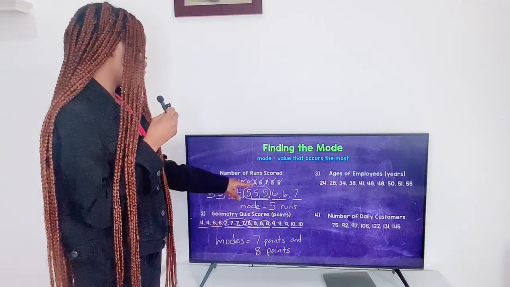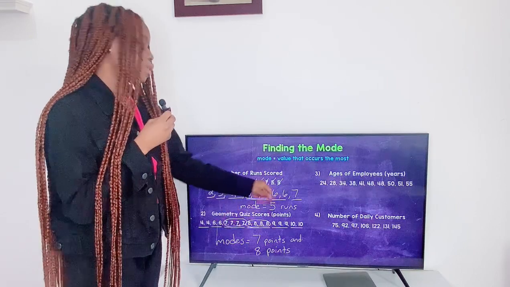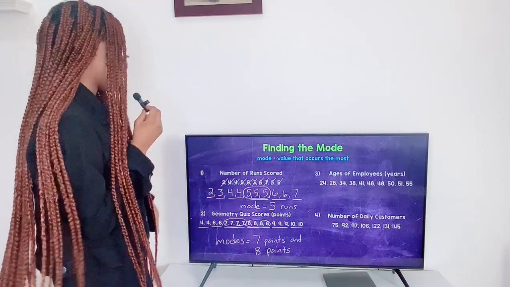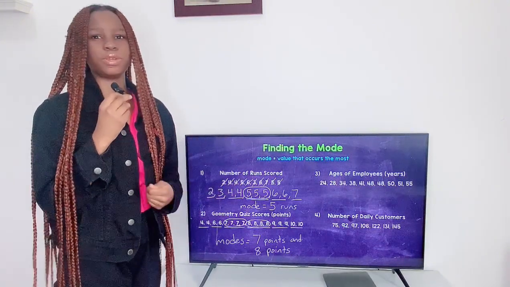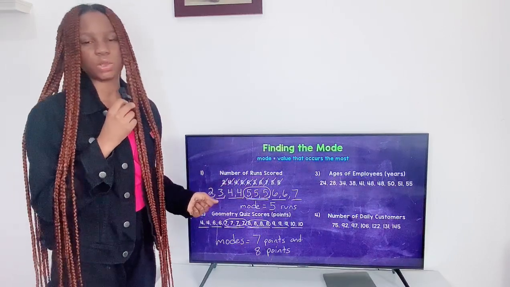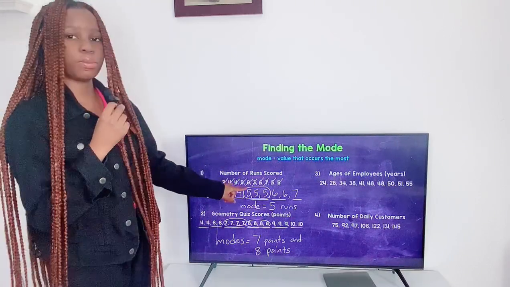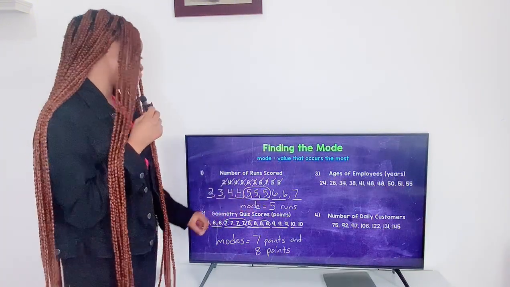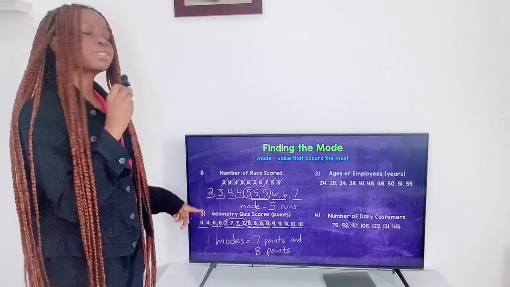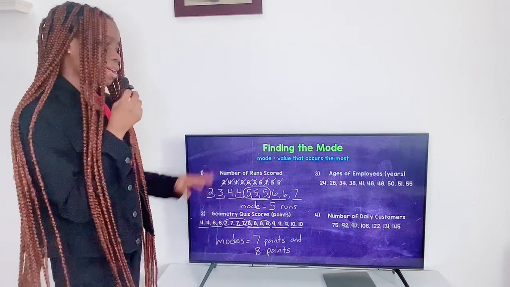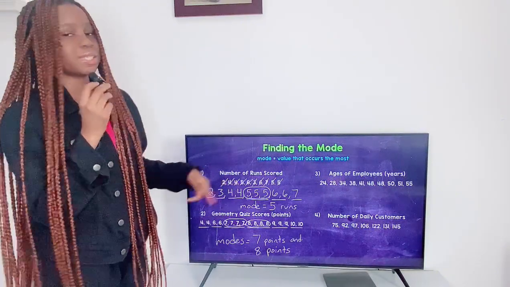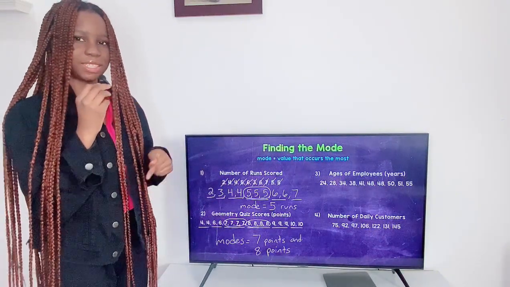6 only appeared twice, and 7 only appeared once, which means that our 5 actually was the mode after all, because 5 appeared 3 times. The others were either just once or twice. So 5 is our mode. Our mode equals 5 runs. That seems pretty easy, right? Okay, so let's go over to number 2 to make things more clear. As you see, I left that one undone, so that's going to be your classwork. You can solve it and leave the answers in the comment section below.